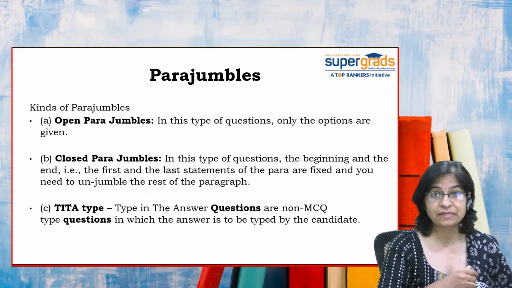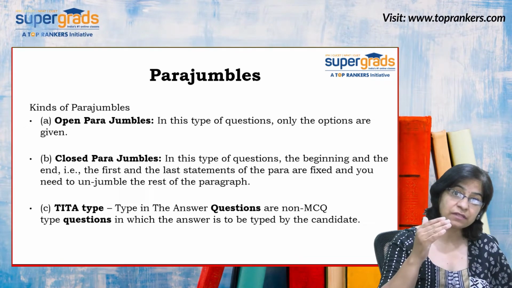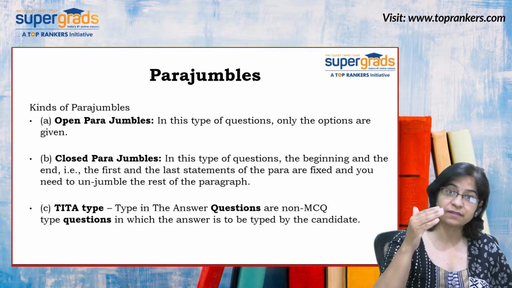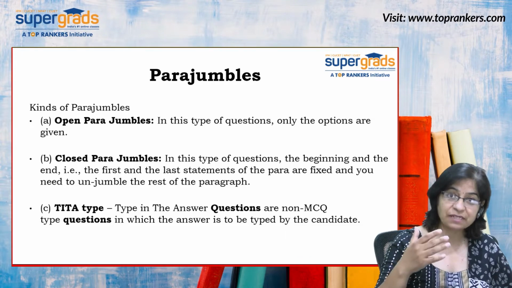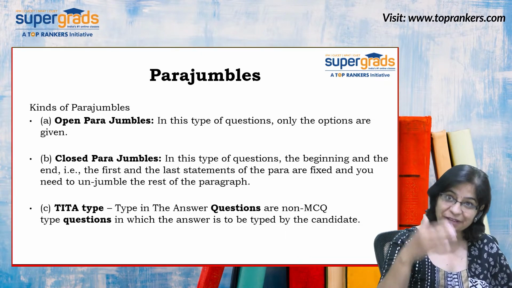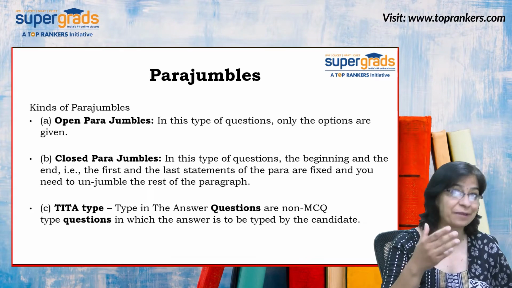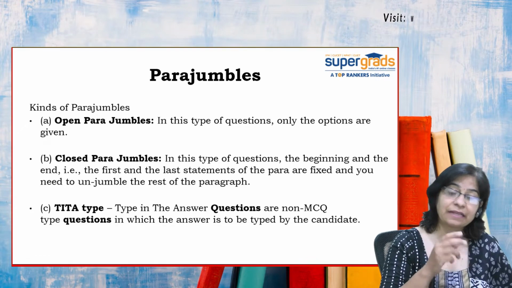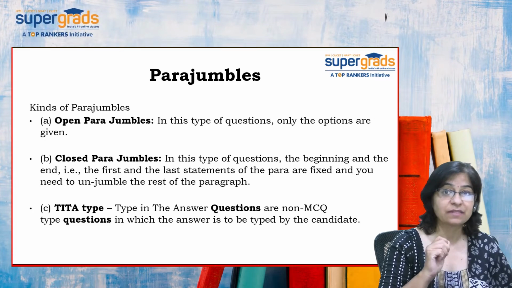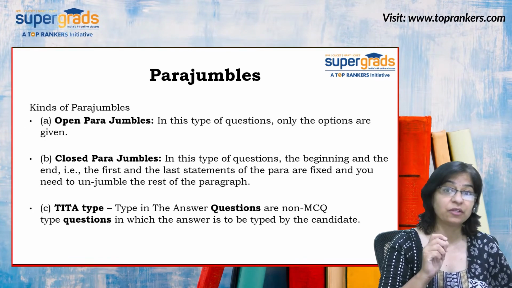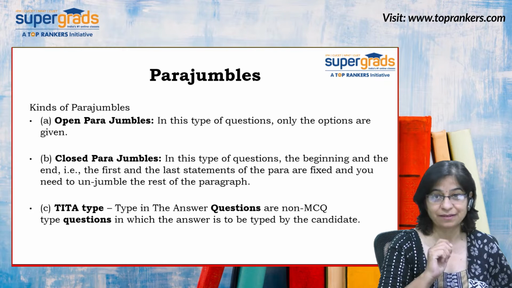Closed para-jumbles. In this one, the first and the last sentence would be fixed. You would have to unjumble the rest of the sentences that would be there in the middle. Then the TITA type, that is the type in the answer type. Questions are the non-MCQ questions wherein you need to key in or type in your answer.